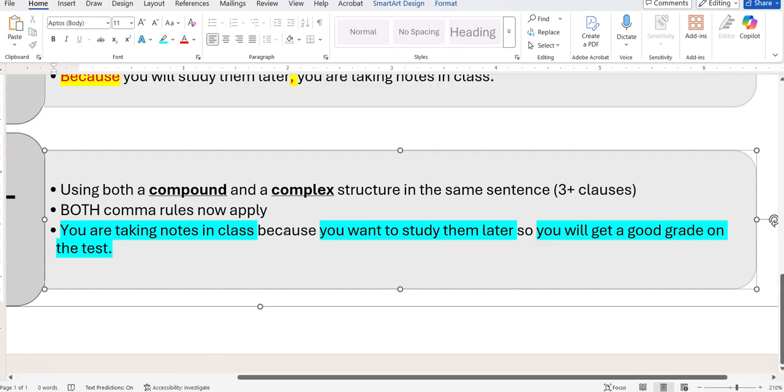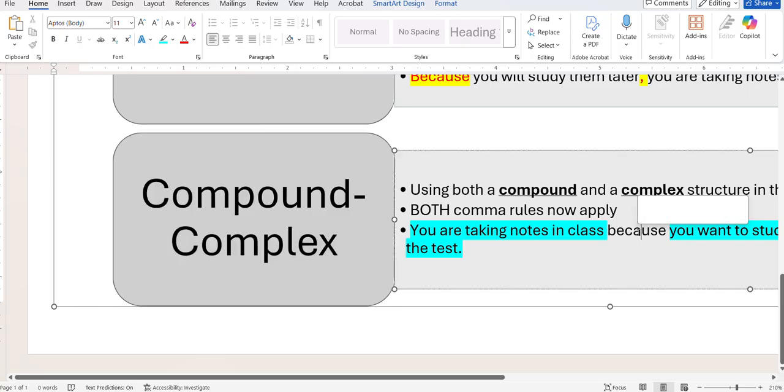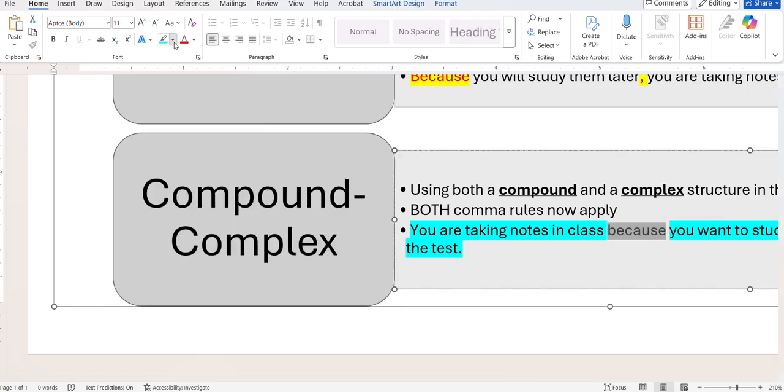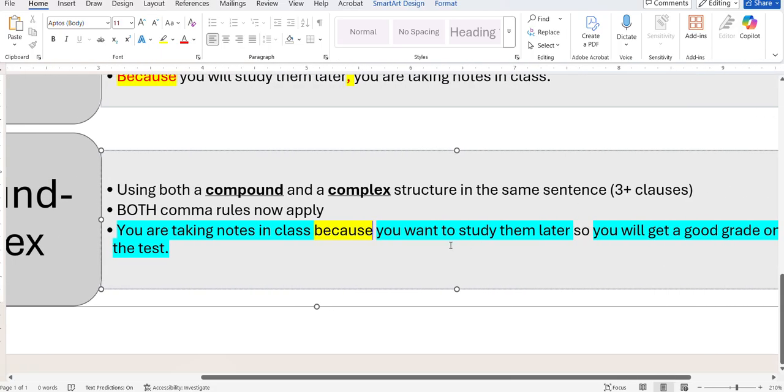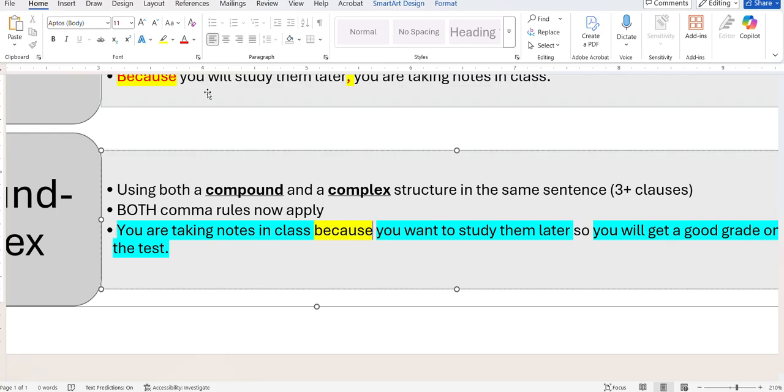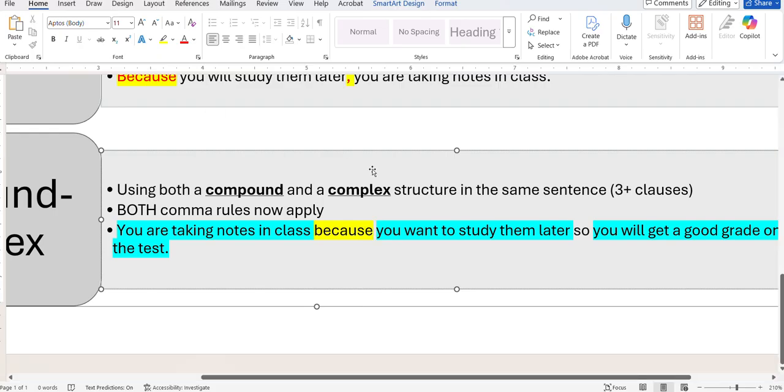So here I have added the subordinating conjunction to the second half of the sentence, the second clause. Therefore, I do not have a comma here, because if it's on the second clause, no comma. If I had done it like I did up here and said, because you will study them later, you are taking notes in class, I still would have used the comma.